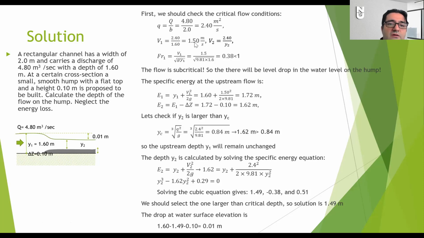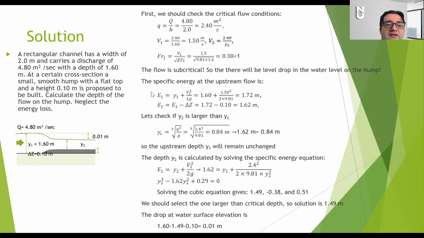The velocity on the left side is calculated as 1.5 meters per second. It's easy. It is flow rate over area. And it is easy to calculate the Froude number. For the upstream flow, I calculated here for you the Froude number. It is velocity V1 over square root of g y1, and it is equal to 0.38, which means smaller than 1. It is subcritical flow. So if the flow is subcritical, the second question is whether it is going to still stay subcritical after the hump. This is what we will look for.